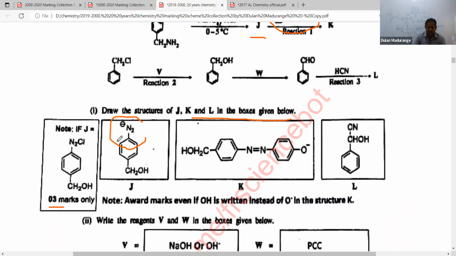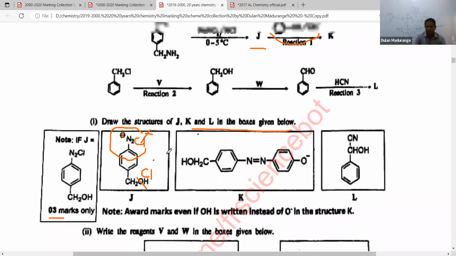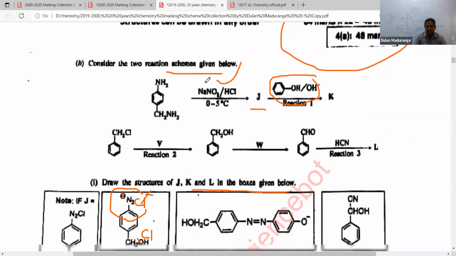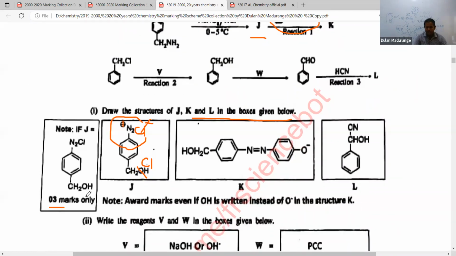If there's Cl minus, definitely, if you are writing N2 plus and Cl minus, what could happen is that Cl minus will react with the CH2OH and make it CH2Cl, because with PCl5, Cl minus is an anion. So that can easily react with CH2OH and make it CH2Cl. Right? That's the reason. So in that case, we don't write Cl minus there. And if you have written Cl minus, you get only 3 marks for J.